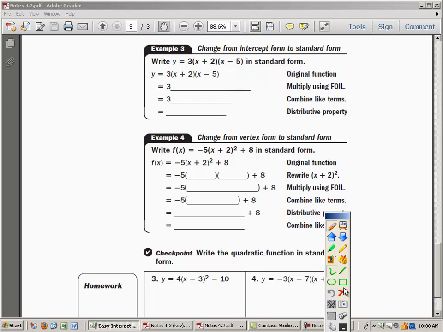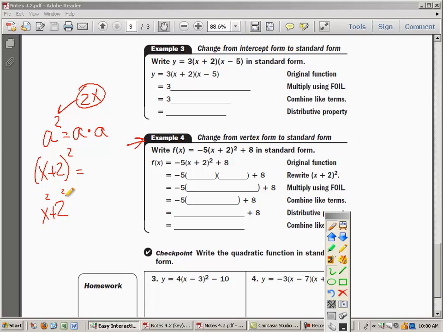All right, so if we want to look at example number 4, we have to remind ourselves first, what does a squared mean? Well, a squared says a number times itself 2 times, right? Because there are 2 of them because of the second power. So if I was going to multiply x plus 2 squared, that is not equal to x plus 2 and then square both numbers inside. This is no good. When we multiply x plus 2 squared, this means x plus 2 times x plus 2. We have to multiply x plus 2 by itself twice.